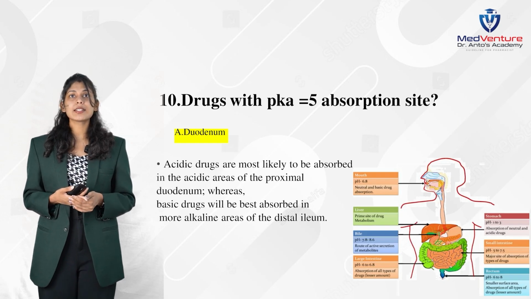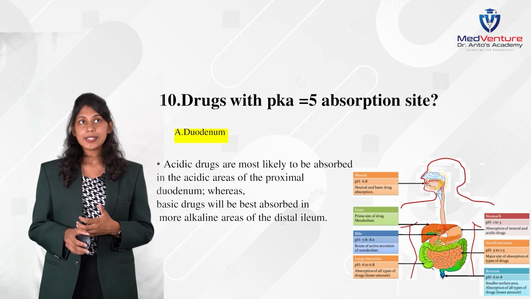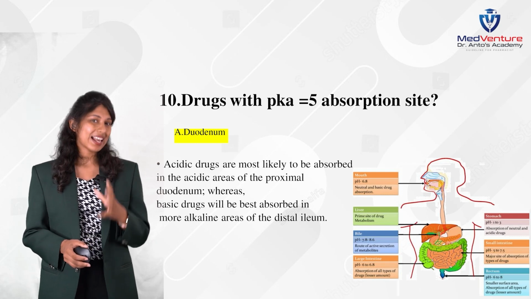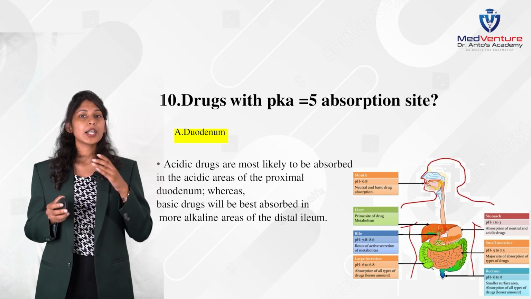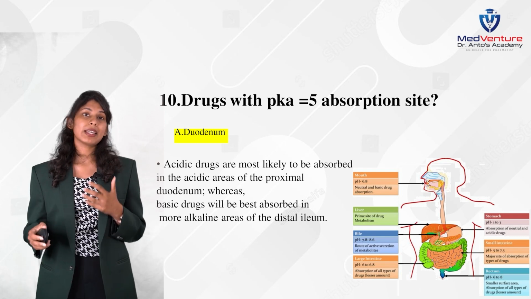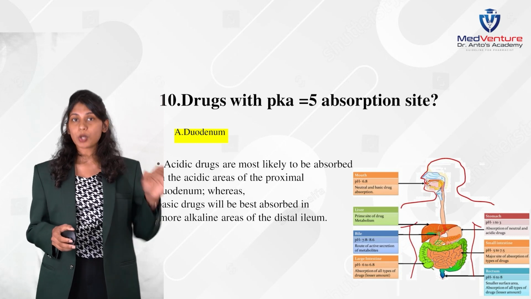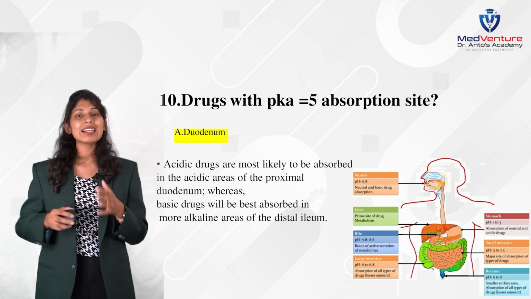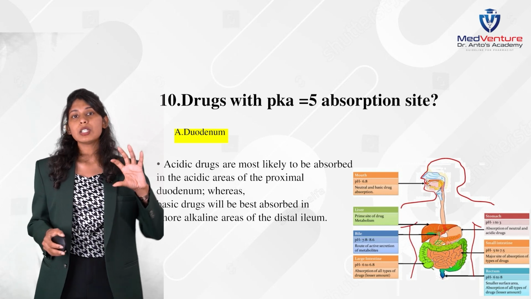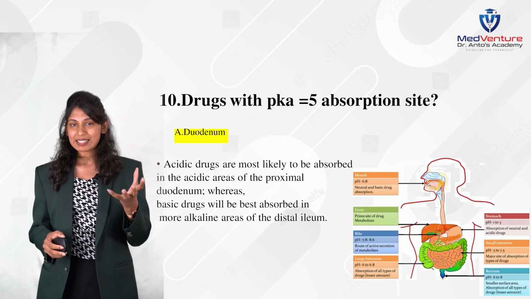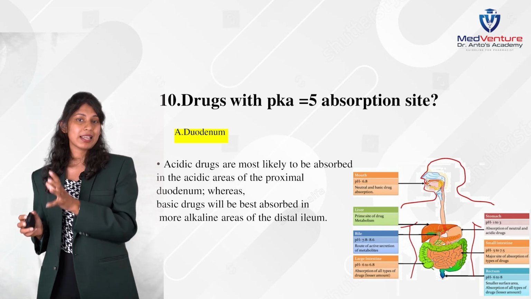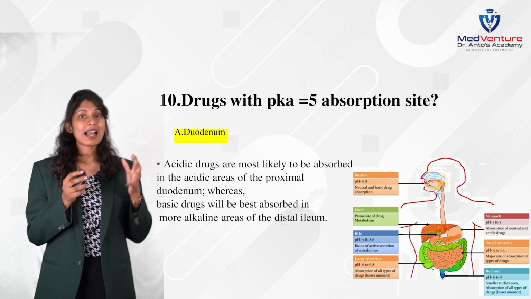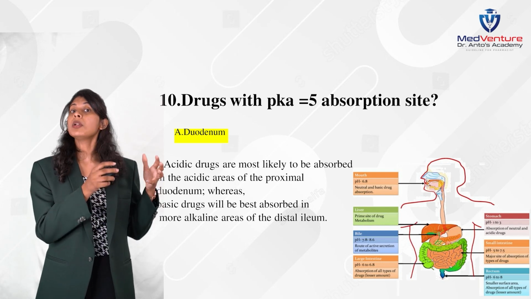Drugs with a pKa equal to 5: what is the absorption site? If a drug has a pKa of 5, it means the drug is weakly acidic. An acidic drug is more likely to get absorbed in the acidic areas of the proximal duodenum, whereas a basic drug will get absorbed more in the alkaline areas of the distal ileum. The proximal duodenum is slightly acidic and the distal ileum is slightly basic. So the basic drug gets accumulated in the distal ileum and the acidic drug gets accumulated in the proximal duodenum.